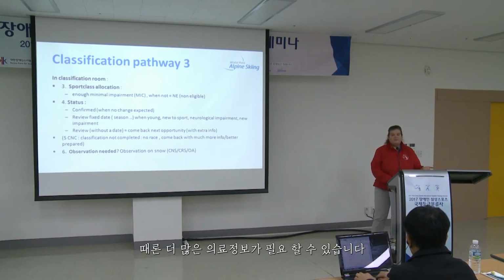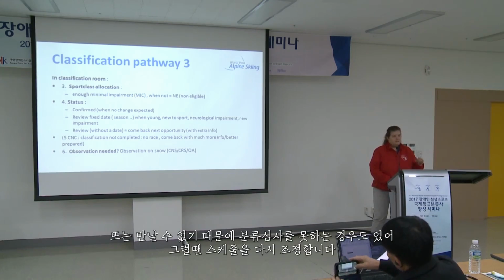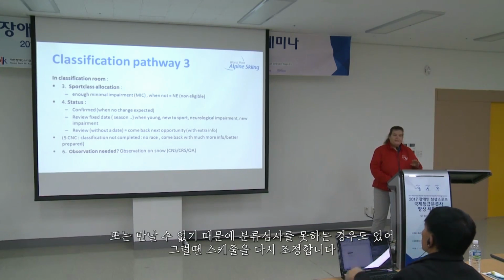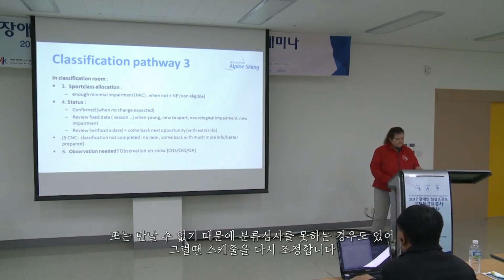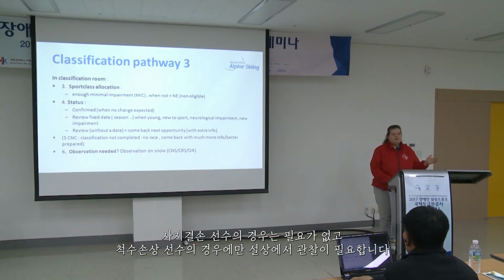Sometimes we don't have enough evidence. We need more medical information, or sometimes the athlete we cannot test completely because he is in pain, is afraid, or perhaps is a little bit difficult to approach. Then we say classification not completed. He cannot race, must come back another time. And we also decide, do we need to do the observation on snow to be really sure which class it is? An amputation we will not observe, but the spinal cord injury we always observe on snow.